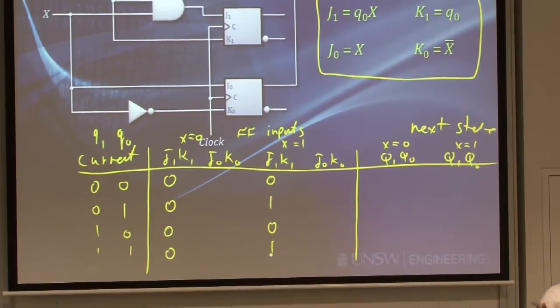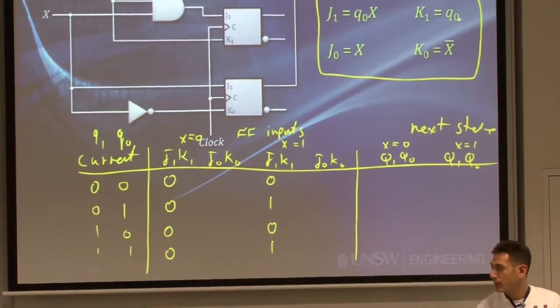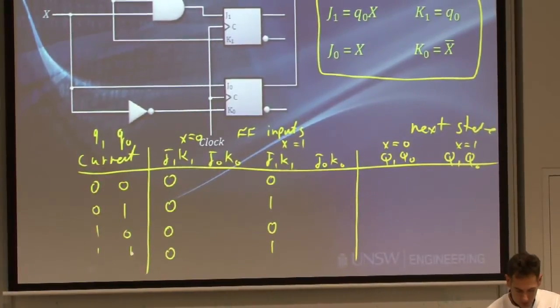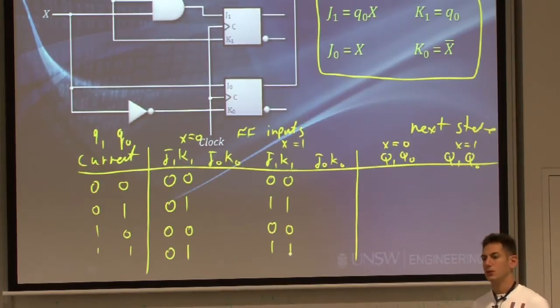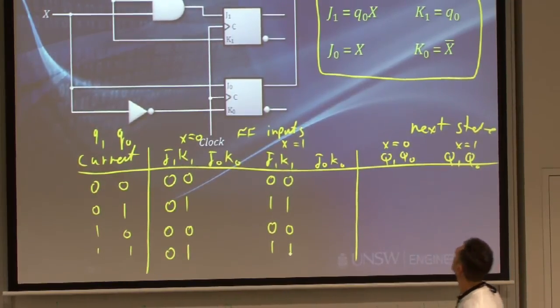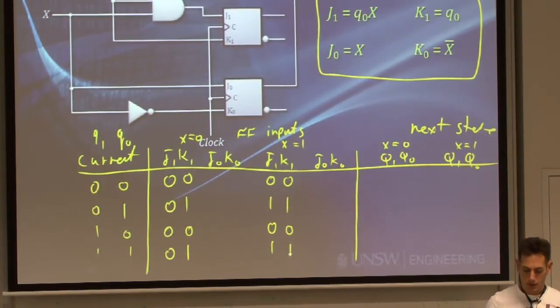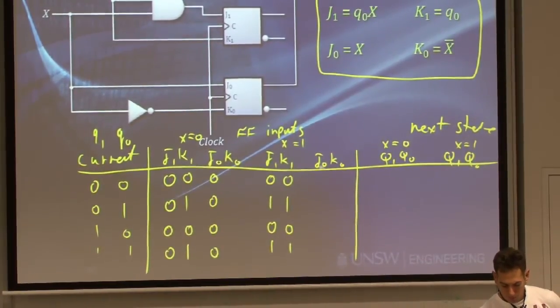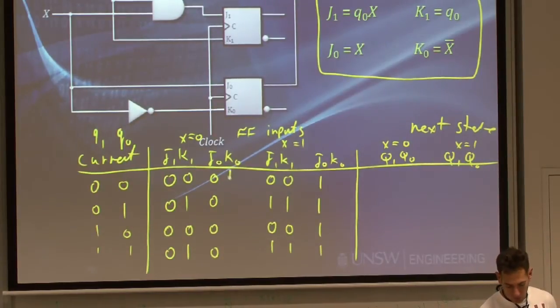And again, by looking at those patterns, you can fill up this table very, very quickly. K1 just follows Q0. So Q0 is this one, 0, 1, 0, 1. And for this as well. There's no dependency on an input for K1. J0 just follows x with no dependency on the current state. So J0 is x. Well, here x is 0 for all those cases. Here x is 1. And K0 is just not x, so the opposite of J0.